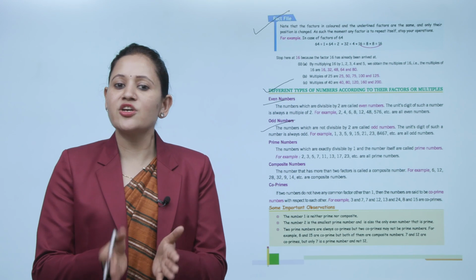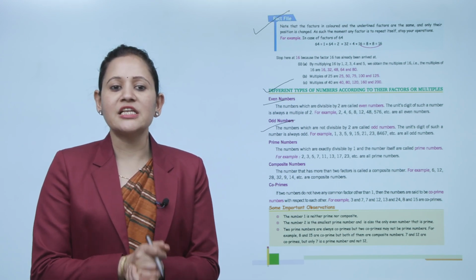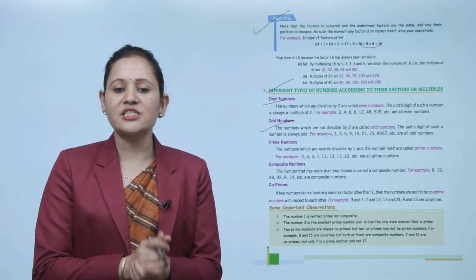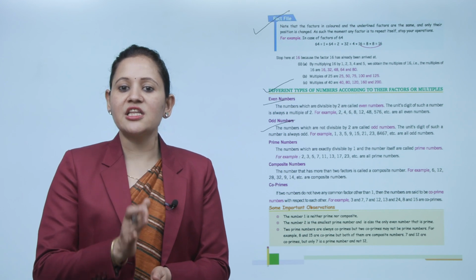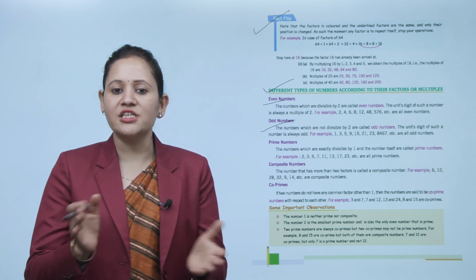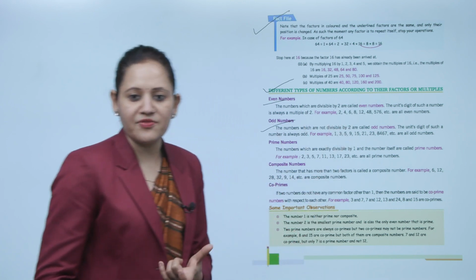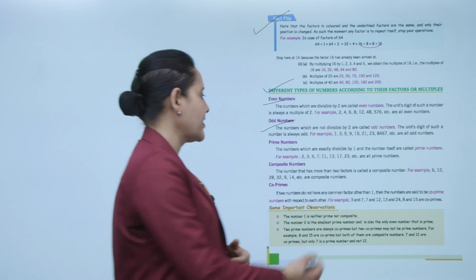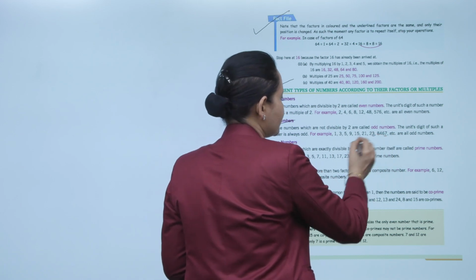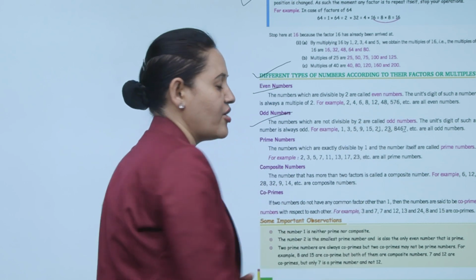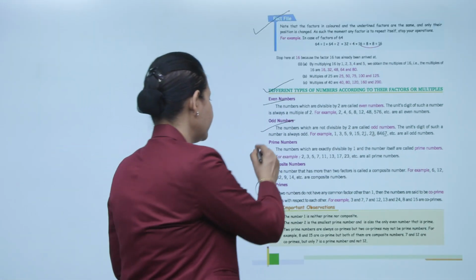The numbers which are not divisible by 2 are called odd numbers. The unit digit in such numbers is always odd. For example, 1, 3, 5, 9, 15, 21, 23, 8467, all these are odd numbers. So all these numbers are not exactly divisible by 2. And the unit digit, like here it is 7, here it is 3, here it is 1. All these are odd numbers. Clear? Next are prime numbers.